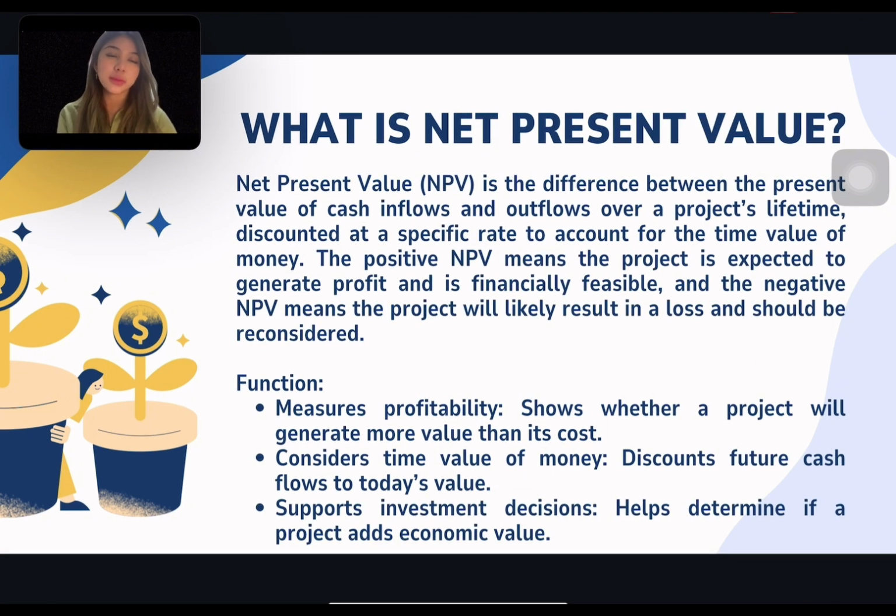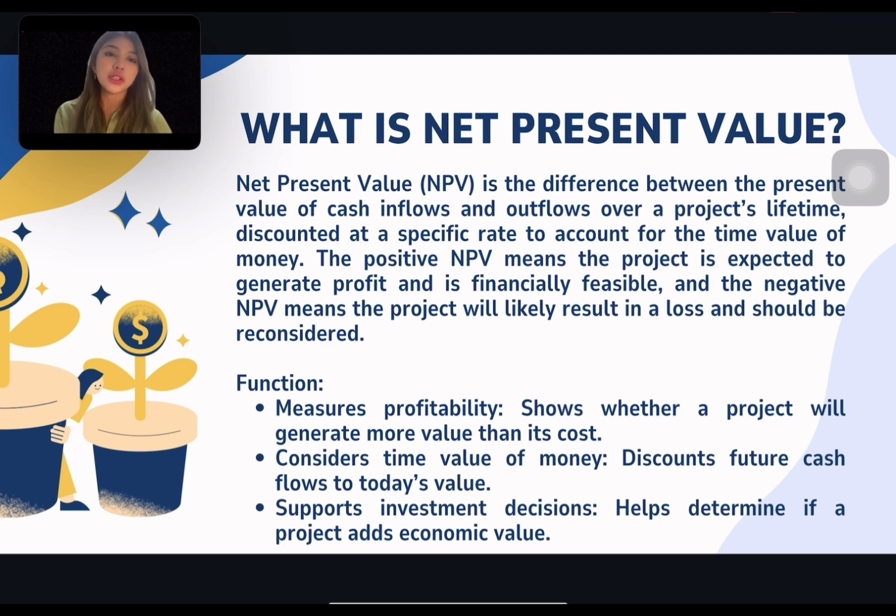Next, what is net present value? Net present value or NPV is the difference between the present value of cash inflows and outflows over a project lifetime, discounted at a specific rate to account for the time value of money. A positive NPV means the project is expected to generate profits and is financially feasible. And a negative NPV means the project will likely result in a loss and should be reconsidered.